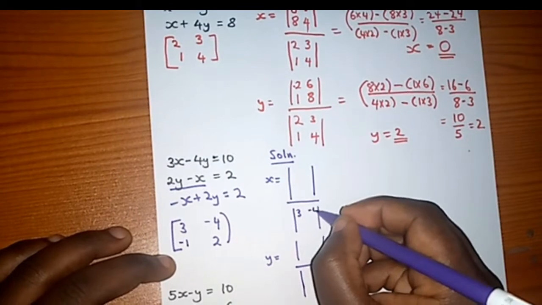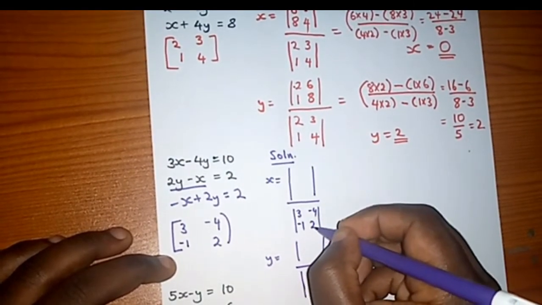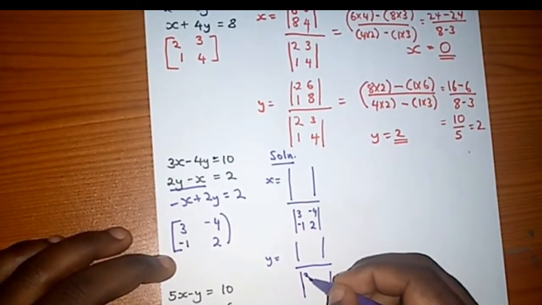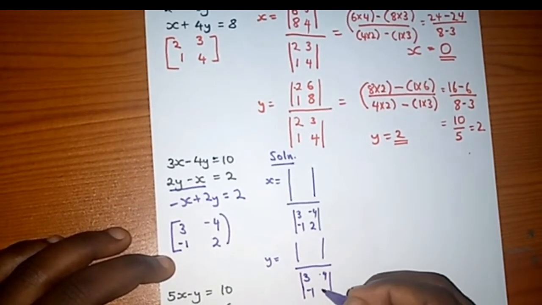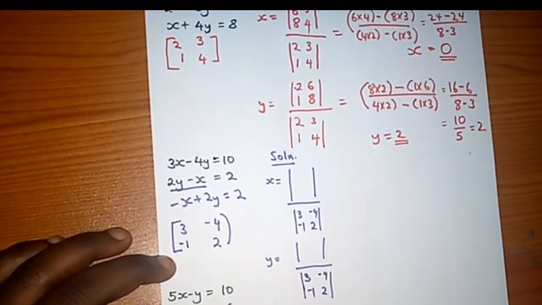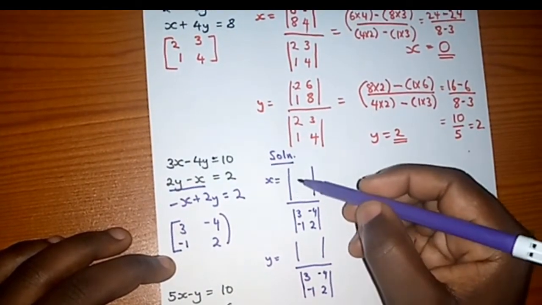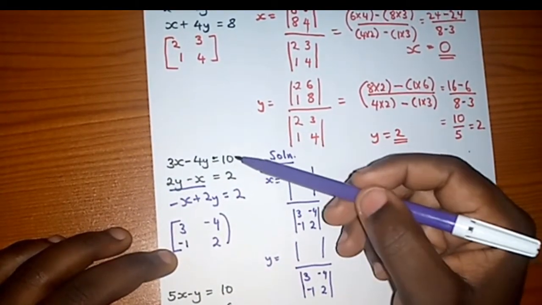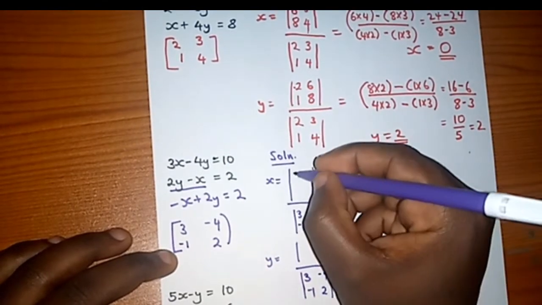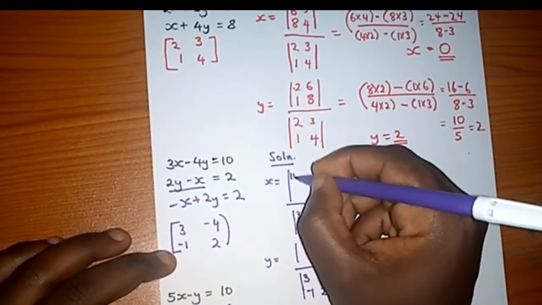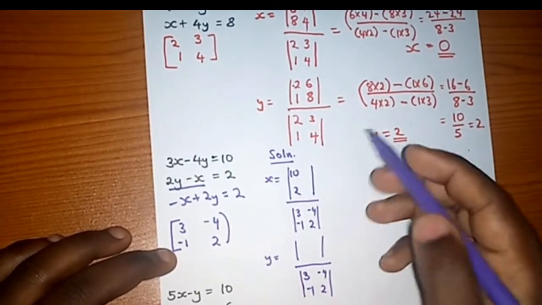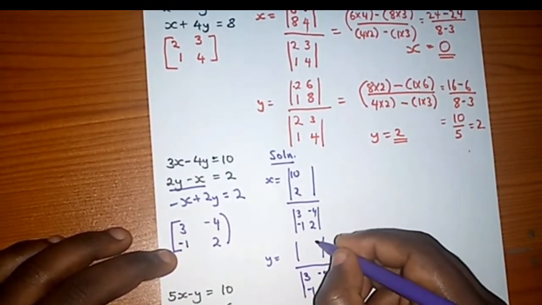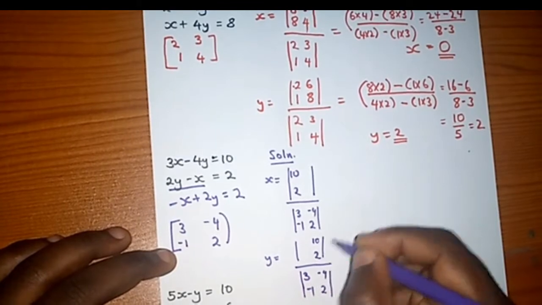3, negative 4, minus 1, 2. Then for the x part, as we did here, I just get this 10 and 2. I just write here 10 and 2, because this part is for x, then it stands for y. Then for this y part, I write it this side, 10 and 2.